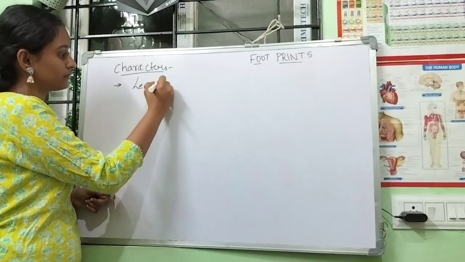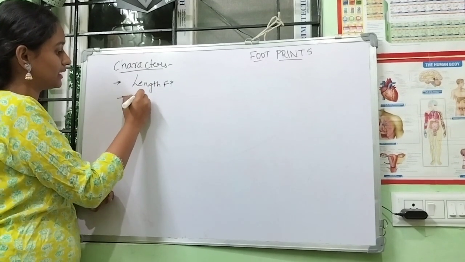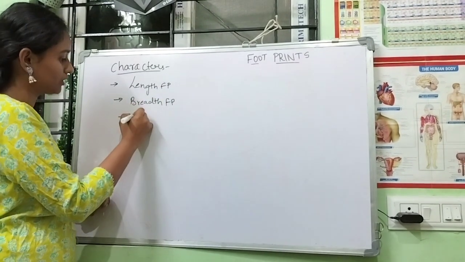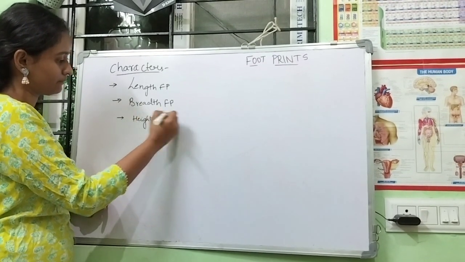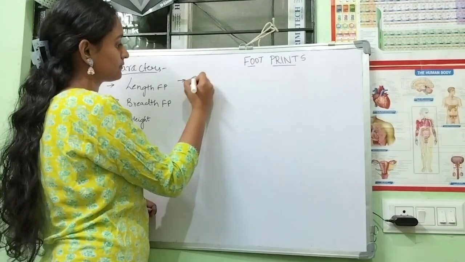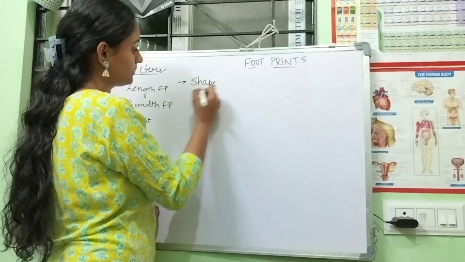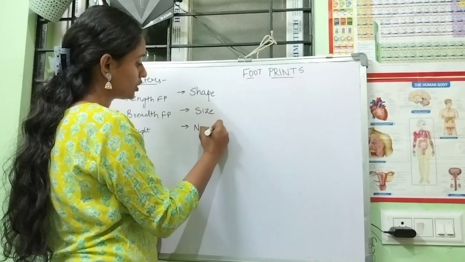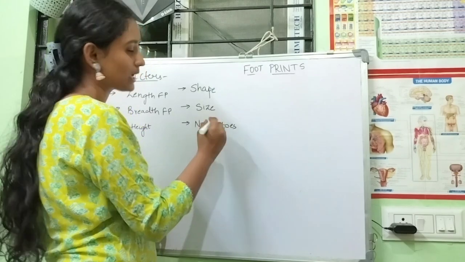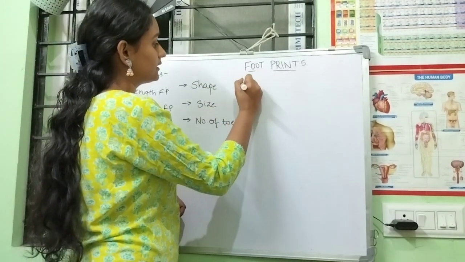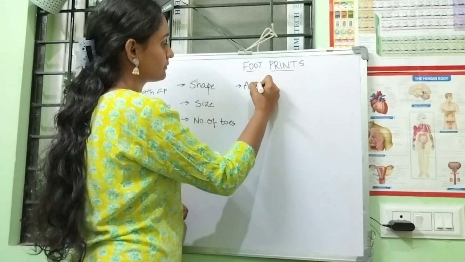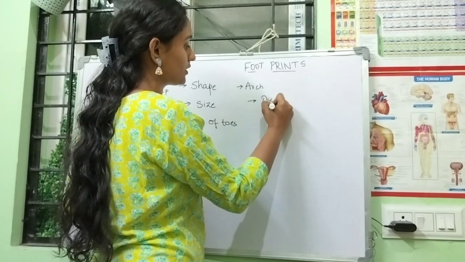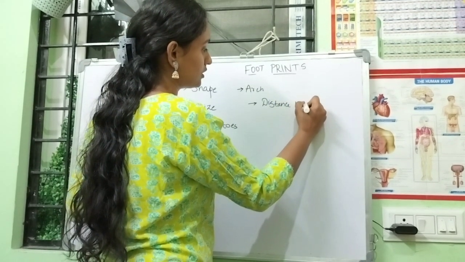The length of the footprint, its breadth, and if you have height, also height, and then shape and size, and sometimes the number of toes, because I'm going to explain that later. Then you see the arch, how much is the distance between the arch and the ground, and the distance from one footprint to the other, the distance between two prints.